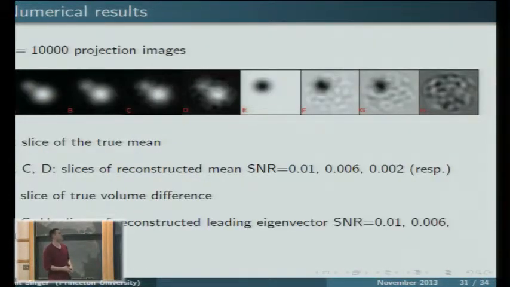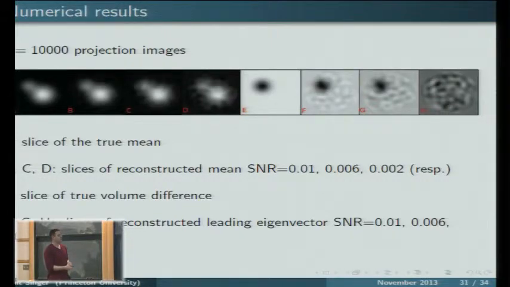So here is what we can do. Here we use 10,000 images. And this is a slice of the true volume. And these are slices of our reconstructions at different SNRs. Now that's a reconstruction of the mean, of mu. So for mu, we can do a relatively good job, you can see, even at low SNRs. Now we want to see if we can also reconstruct the heterogeneity, this top eigenvector.